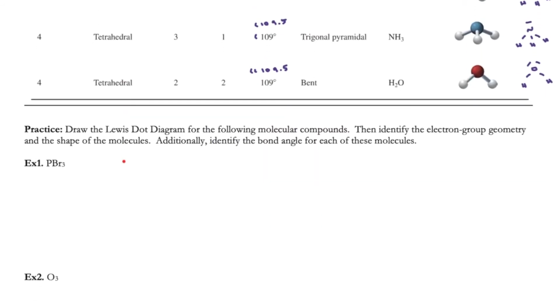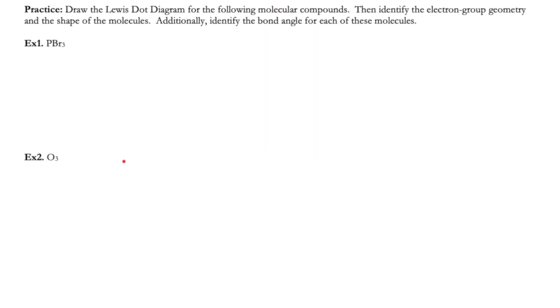All right, so let's look at 2 quick examples here. It wants us to draw the Lewis dot diagram for the following molecules, and then identify the electron group geometry and the shape of the molecule. It also wants me to identify the bond angle. So for PBr3, I'm going to count the total number of valence electrons. Phosphorus has 5, bromine has 7, but there are 3 bromines. So that's going to be a total of 26 once you add them together.